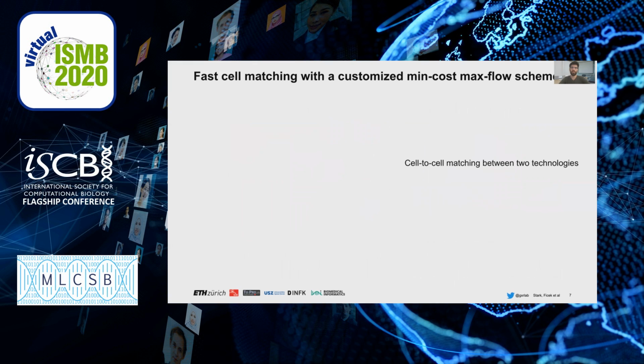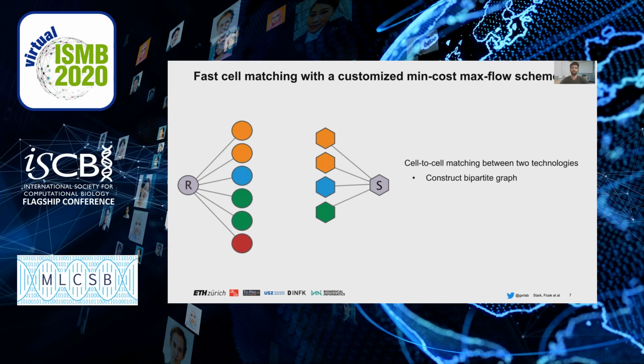SCIM performs cell-to-cell matching between technologies pairwise. It operates in the low-dimensional latent space and uses a fast bipartite matching algorithm using a min-cost max-flow approach. The data from two technologies, here circles and hexagons, can then be represented as a bipartite graph, where each cell is a node.